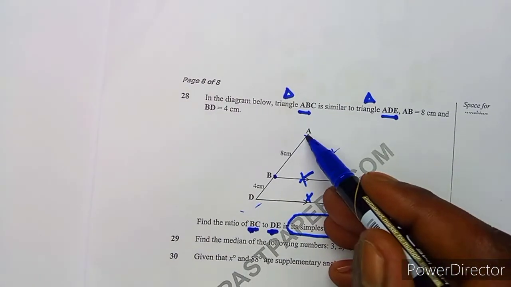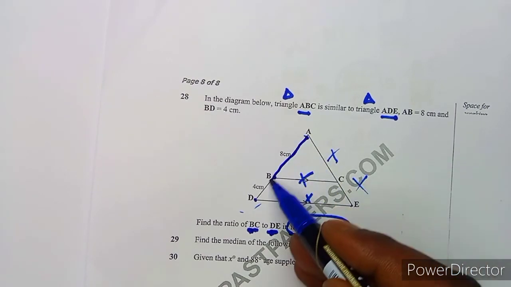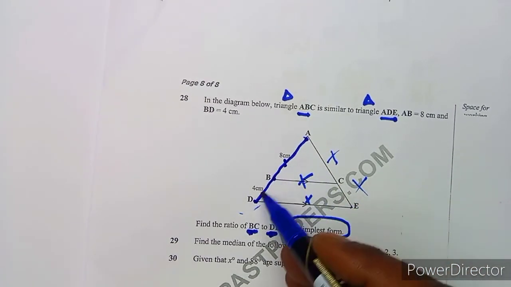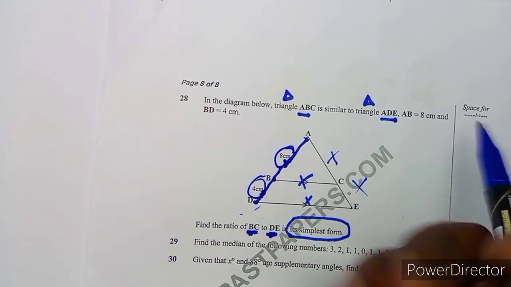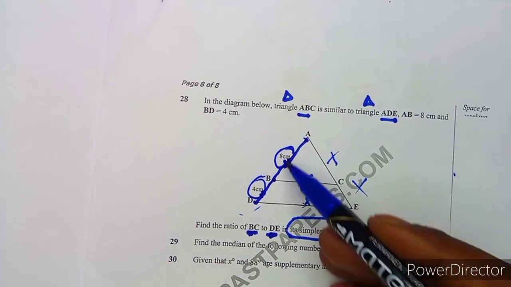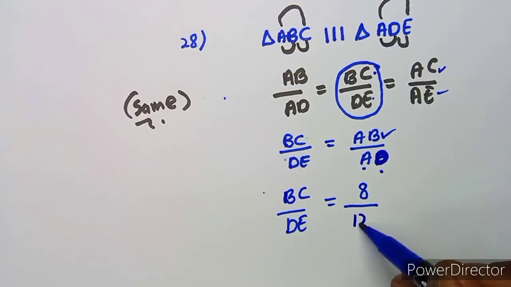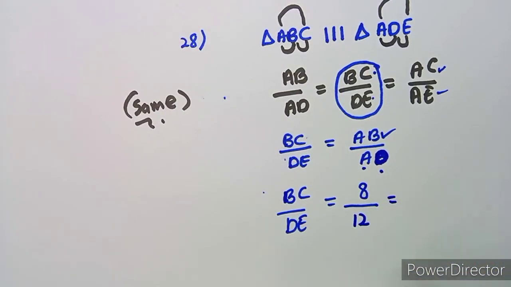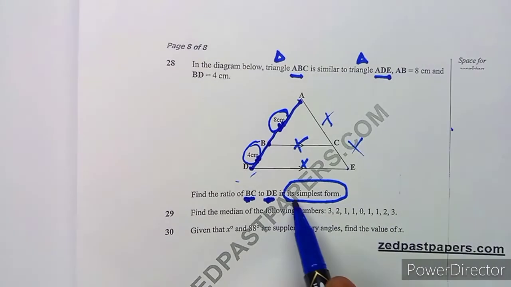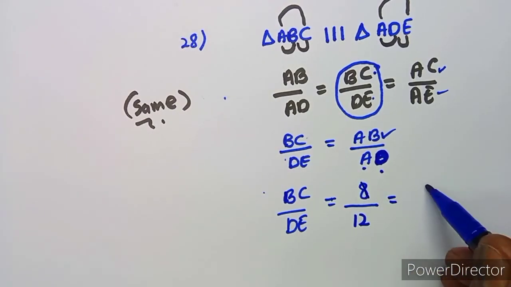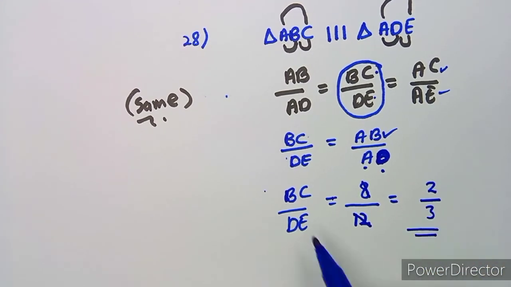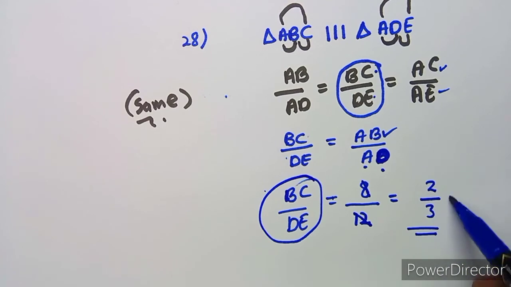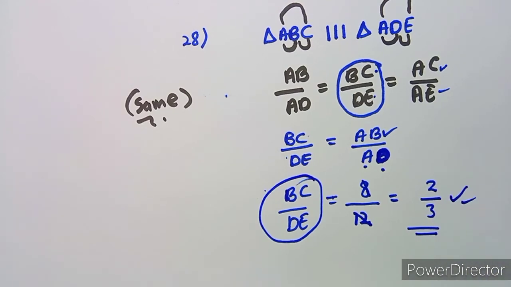Take note, from A to D, you are adding these two, 8 and this 4, together. So it's 8 plus 4, which is 12. And I can reduce because it is needed in its simplest form. By 4 here, that's 2, by 4 here, that's 3. So it's going to be 2 over 3. So that's your BC over DE, which is 2 over 3, just like that, guys.